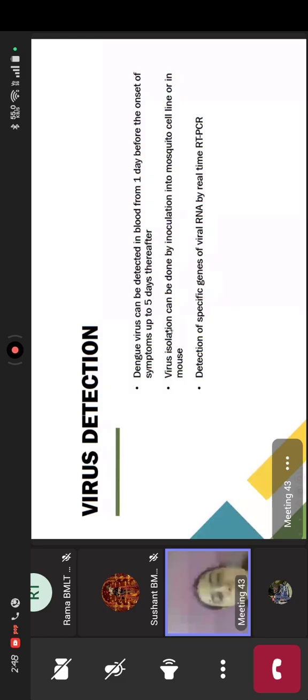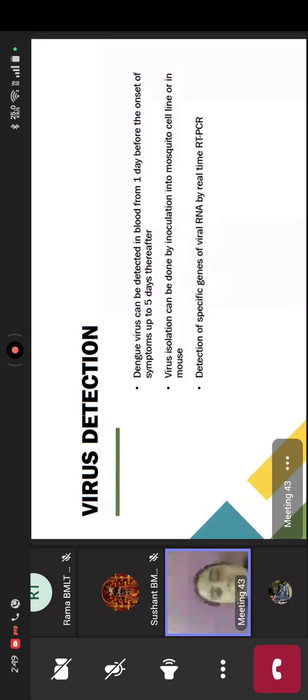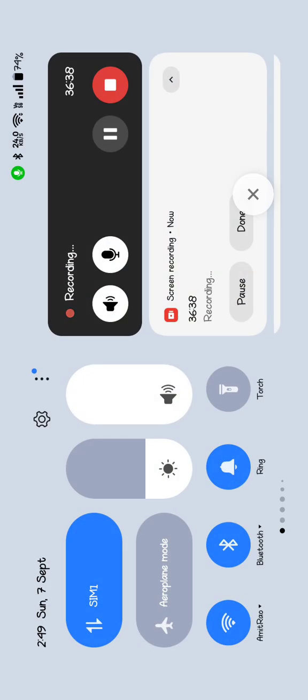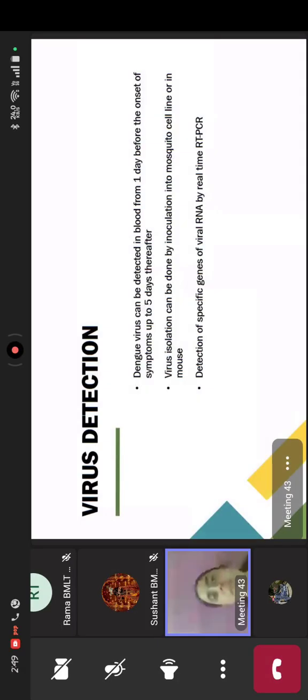Then virus isolation can be done by inoculation into a mosquito cell line or in a mouse. As I've already told you, in order to grow the virus in laboratory settings, you need a cell line or you need a mouse. I think you all are aware that for experimental purposes in the laboratory, we have mice on which we do our experiments, right? So if you want to do some research and cultivate the virus in the laboratory, you need either a mosquito cell line or a mouse, right?